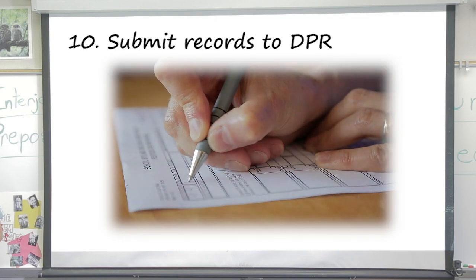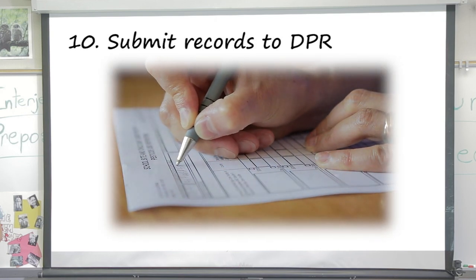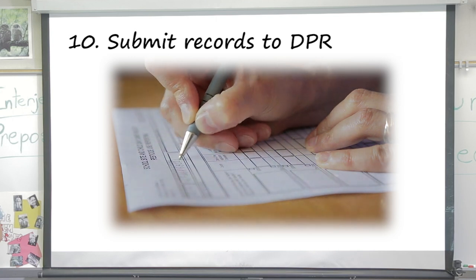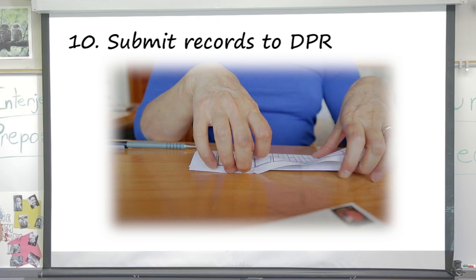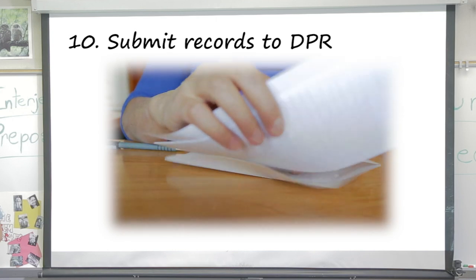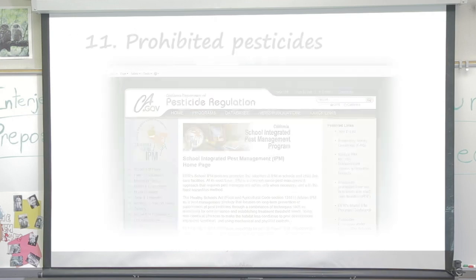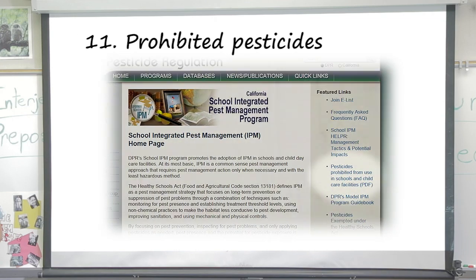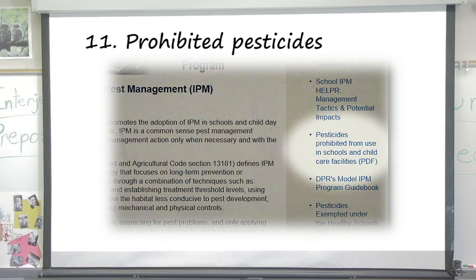You also have to submit records for those pesticide applications that were made by school employees. Use the form available on DPR's website and send it to DPR no later than January 30th of the next year. If you have a contractor, do not submit records for their applications made at your school. They will submit their own records to DPR. Be sure to check DPR's prohibited product list for pesticides that you can't use at school. And remember, always follow the pesticide label.